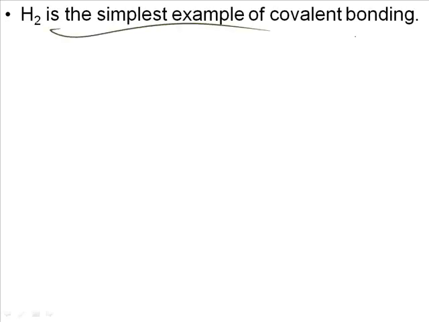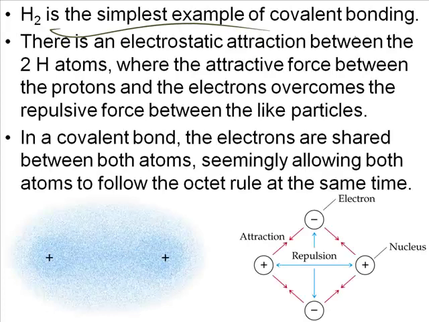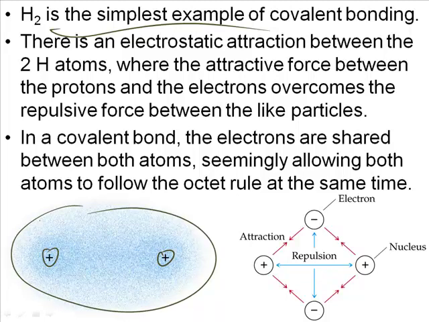So hydrogen is a very simple example of covalent bonding. Here we've got a hydrogen proton and another hydrogen proton. Here's the electron density of the electrons. And we can see that these electrons are shared evenly between the two nuclei. We don't see one electron, the two electrons farther over here or farther over here. We see that they're shared equally between both atoms.